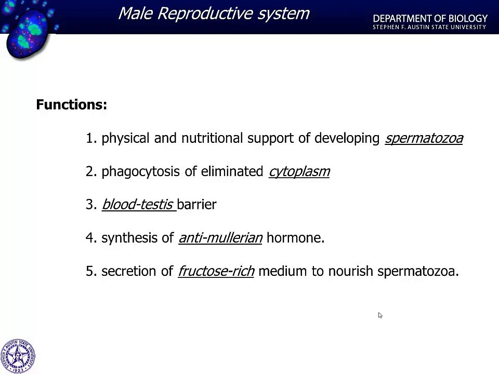Now, part of the way nurse cells support the spermatozoa is this fructose-rich medium, basically the food that's going to be provided to the spermatozoa as they continue that process of development.